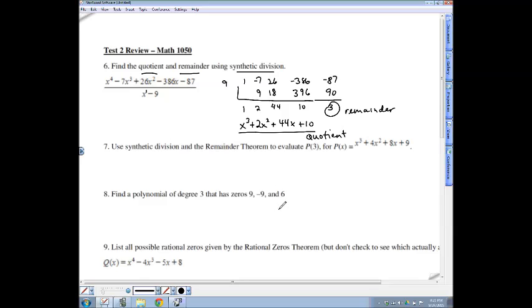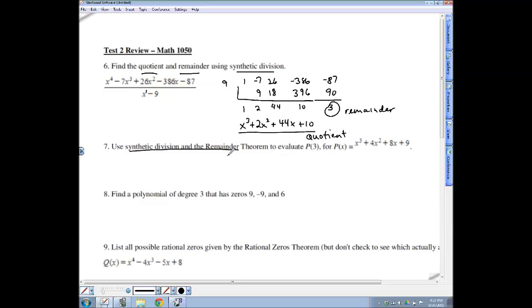Okay, question 7 is also from section 3.3. This first part, all it said was to evaluate p of 3 for this polynomial. You just replace all the x's with 3's and be done with it. And that's okay to do just to see what the answer is, but to get credit for this problem, you have to show that you use synthetic division and the remainder theorem.